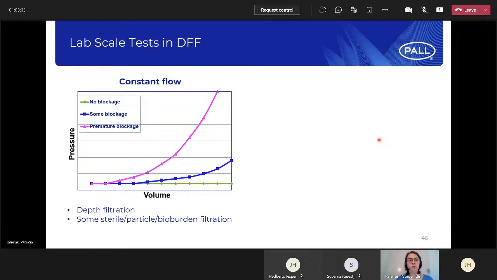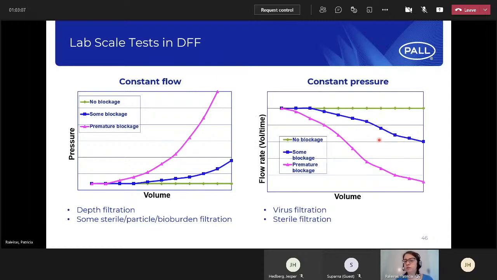So how do we do lab scale tests in direct flow filtration? Let me load the whole slide because it's actually a very similar way of thinking. Depending on the kind of filter you are working with and what step the filter is in, you might do tests and run also later on the filters in large scale at either constant flow or constant pressure. And when you have filters that don't block at all, you have the situation here.